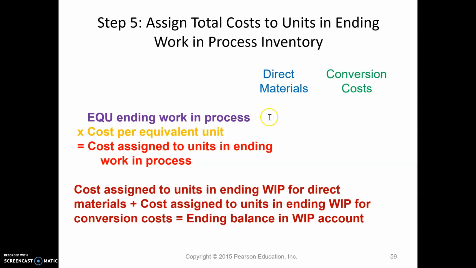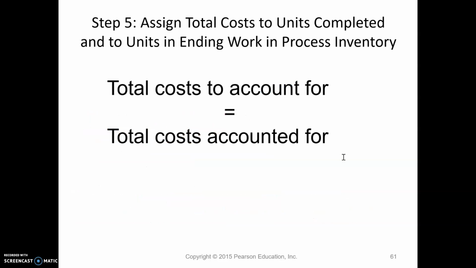because we're going to have a different equivalent units for ending work in process than we do have for conversion costs. So we'll take the equivalent units, multiply the cost per equivalent unit, that gives us the cost assigned to ending work in process. And we should be able to see that the total cost to account for equal the total costs accounted for. And then we'll end up making that journal entry to transfer the costs for the units completed out of this department's work in process inventory and put it into the next department's work in process inventory.